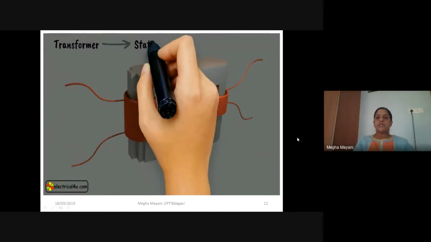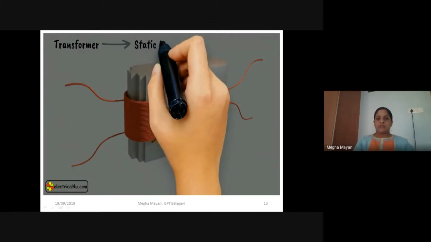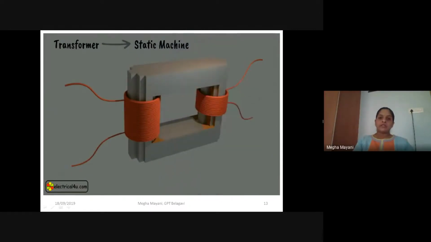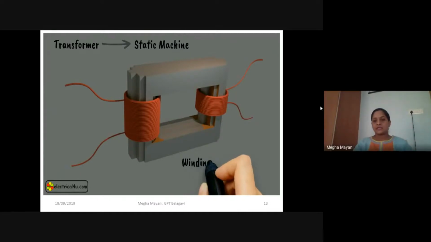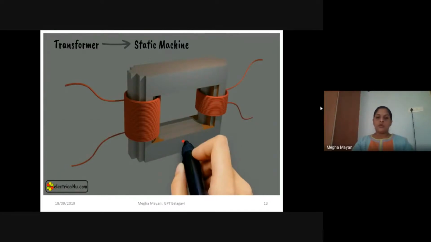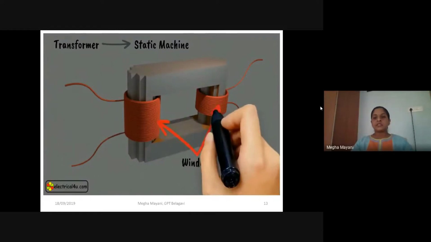So a transformer is called a static machine because you don't have any rotating parts involved, and this device is not moving while it is working. So it is an example of a static machine, as we have seen. You can observe there are two windings which are around the legs of the core. These windings can be thought of as two inductor coils.